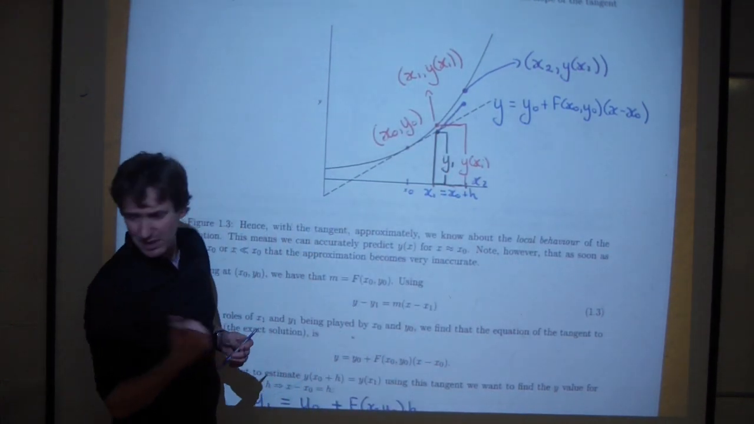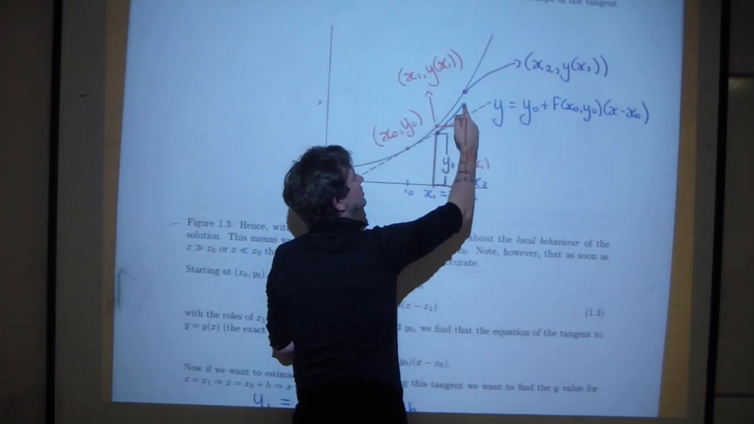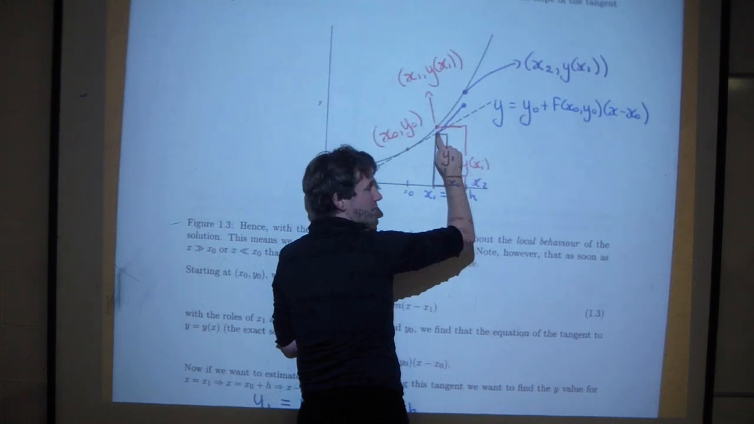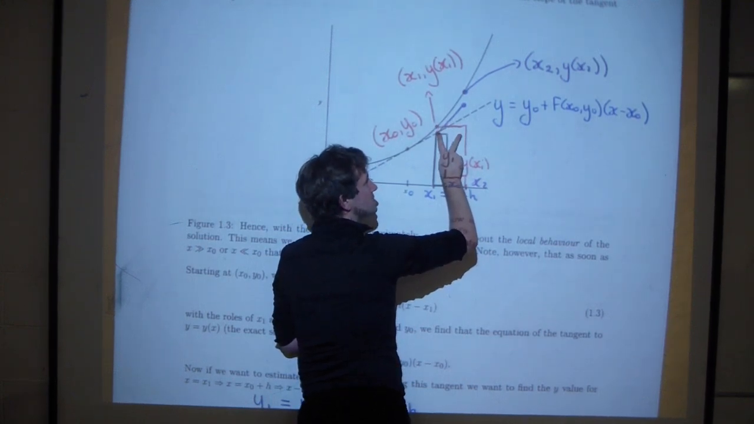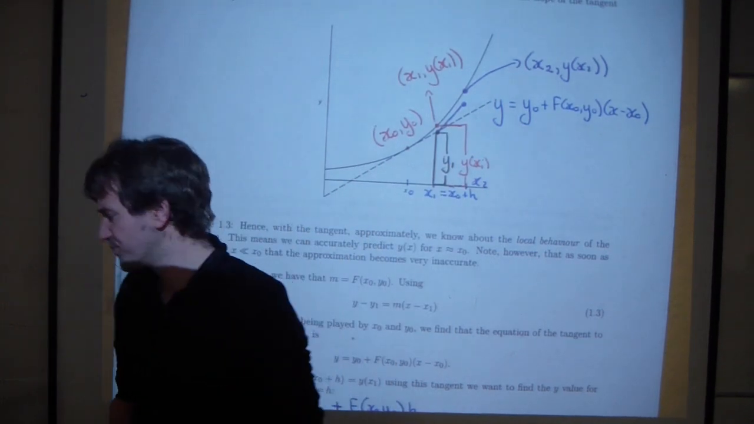And what you can show, and maybe we'll do it in a second, is that if you want to get to the next y value, it's always going to be the previous y value plus the step size times the previous slope. And that is what Euler's method is.